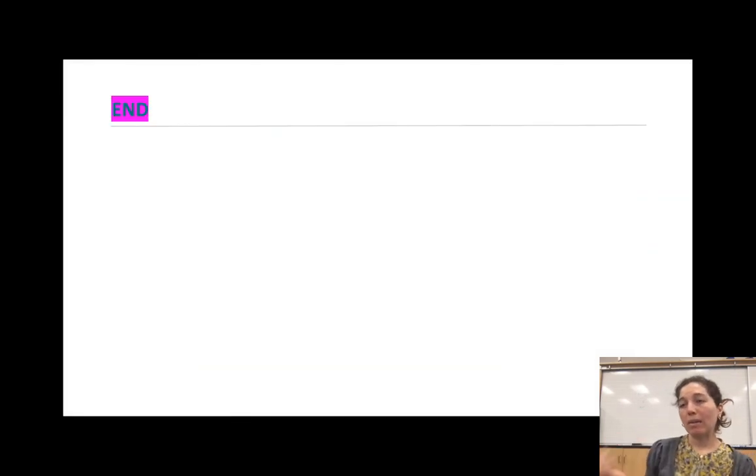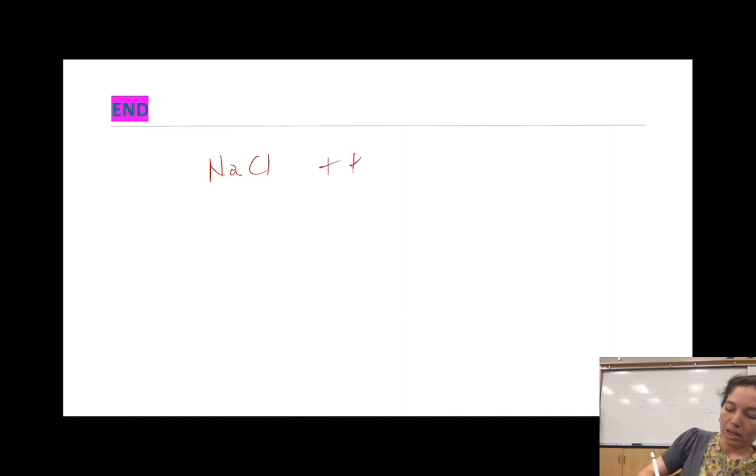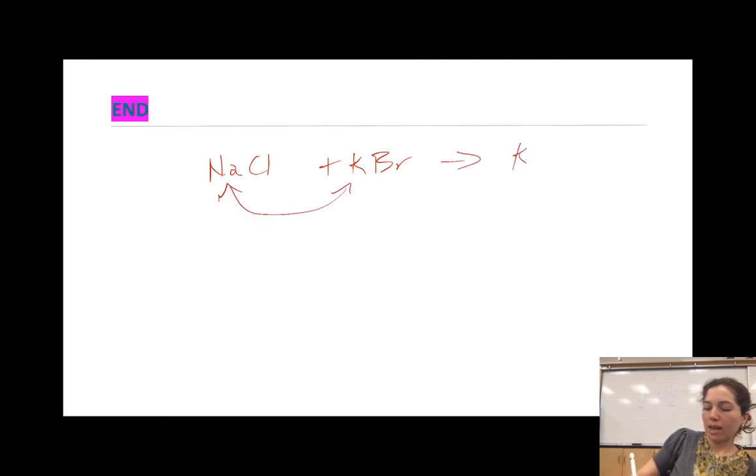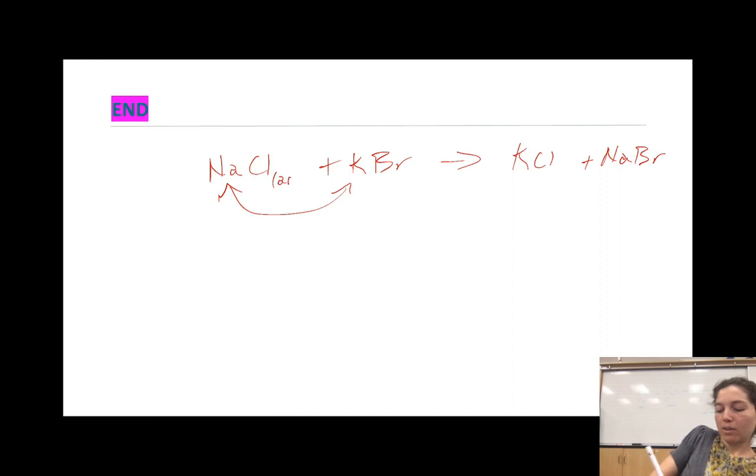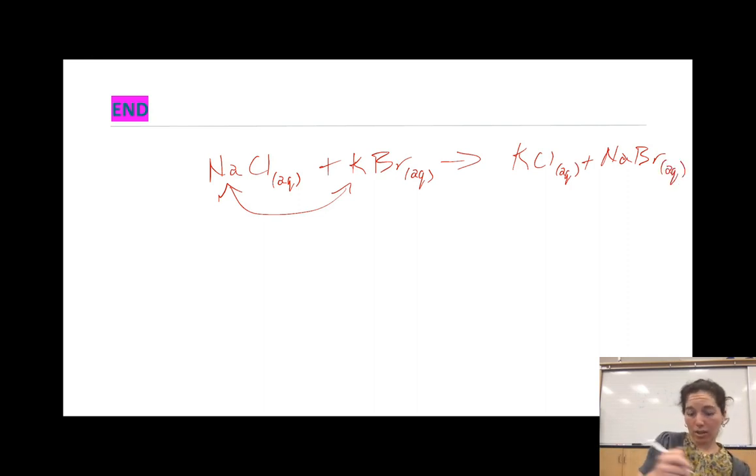Something else that I did want to mention before we head out is that sometimes these reactions won't have solid products. So the one that I showed you at the beginning, I'd like to revisit. We had NaCl plus KBr. We swapped our cations to give us KCl plus NaBr. If we go back to our solubility table, what you're going to find is all of these reactants and all of these products are aqueous. So essentially what that means is that there's no reaction here.